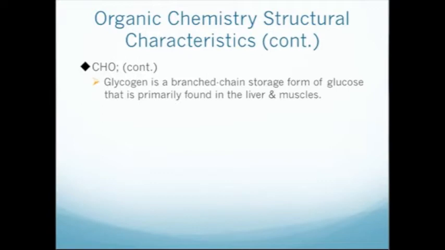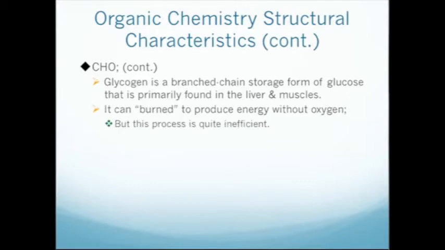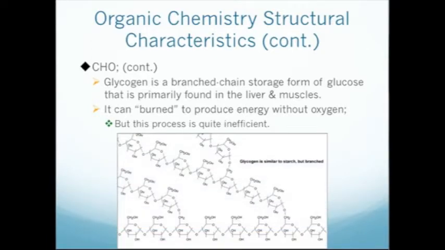Glycogen is a branched chain storage form of glucose that is primarily found in liver and muscles. It can be burned to produce energy without oxygen, but this process is quite inefficient. And this is what glycogen would look like, and you can see there's a couple of branches. There's, let's see, 1, 2, 3 branches available on this particular diagram.